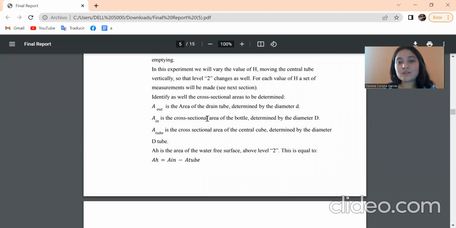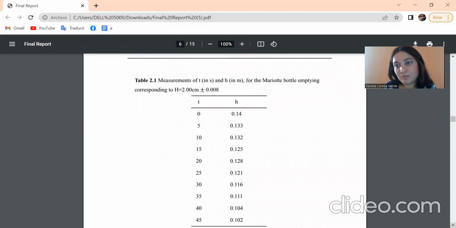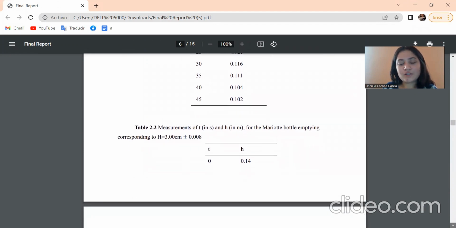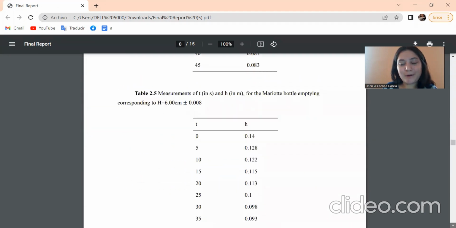The A in is the cross-sectional area of the bottle, and A tube is the cross-sectional area of the central tube. So remember that we use this, and AH we get by subtracting A in minus A tube. Once we have that, we did the experiment and put all the quantities that we obtained in the tables. So we see here H is 3, 4, 4, 5, etc.